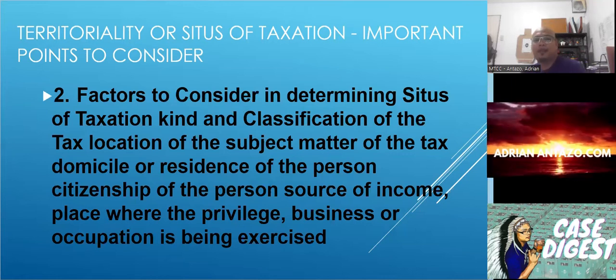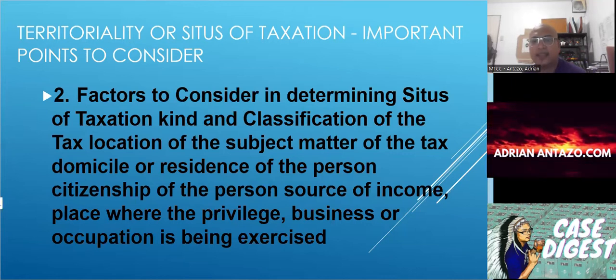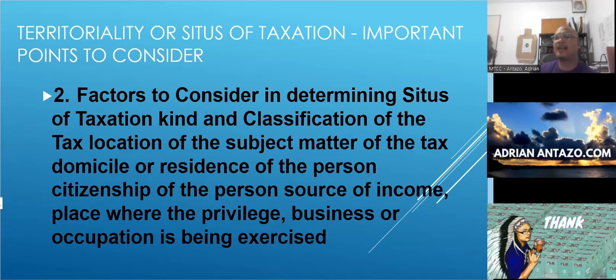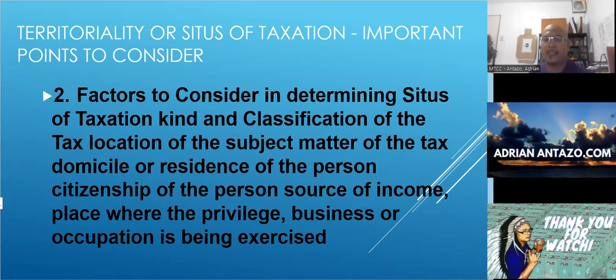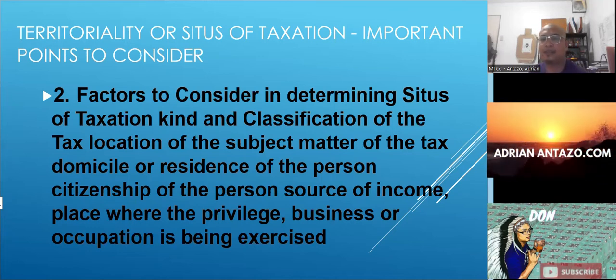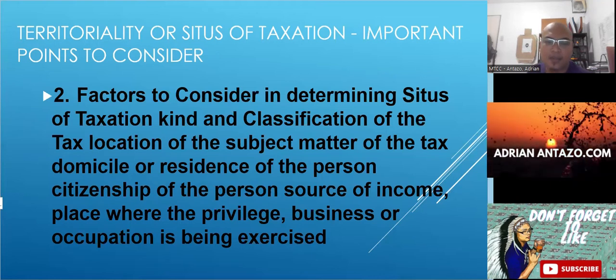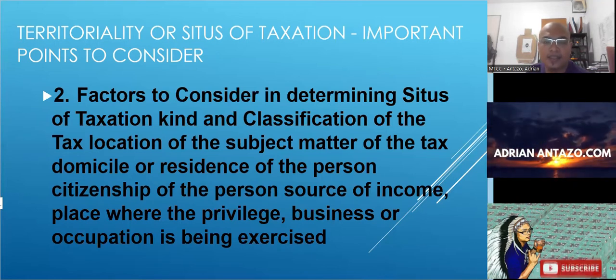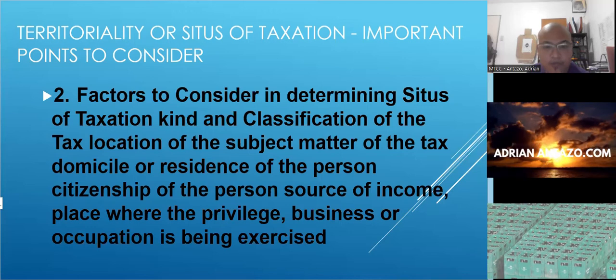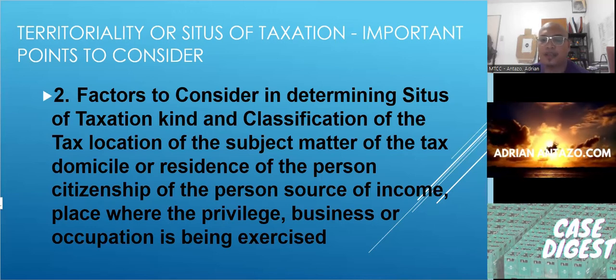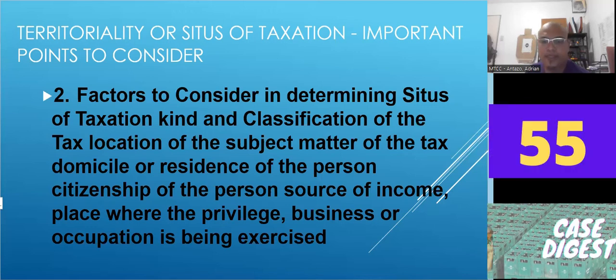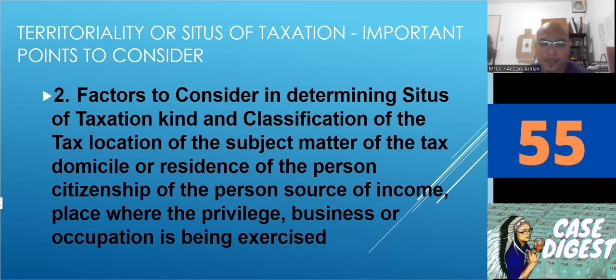Okay? Next is the factors to consider in determining the situs of taxation: kind or classification of the tax, location of the subject matter of the tax, domicile or residence of the person, citizenship of the person, source of income, place where the privilege, business, or occupation is being exercised.